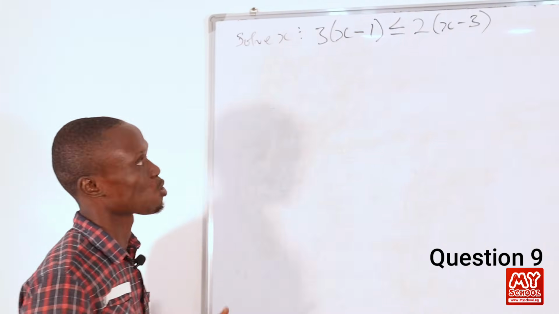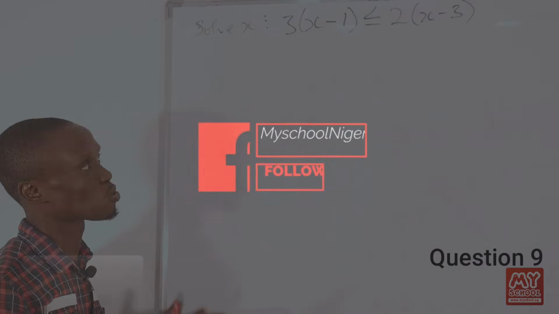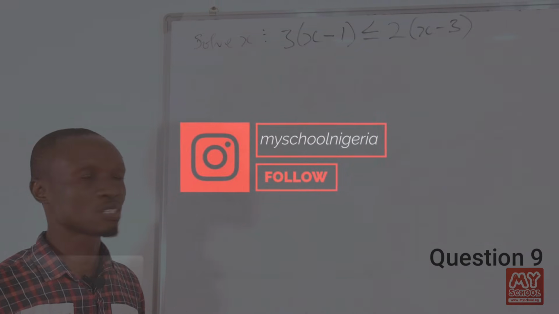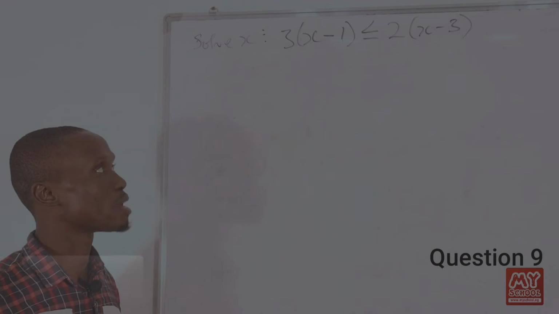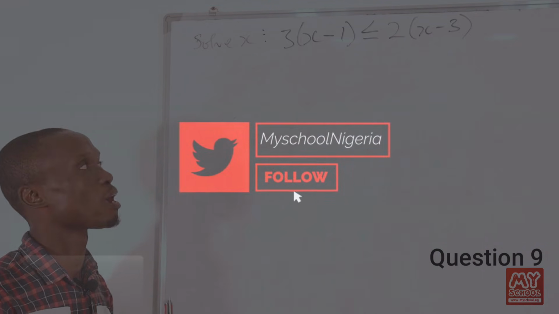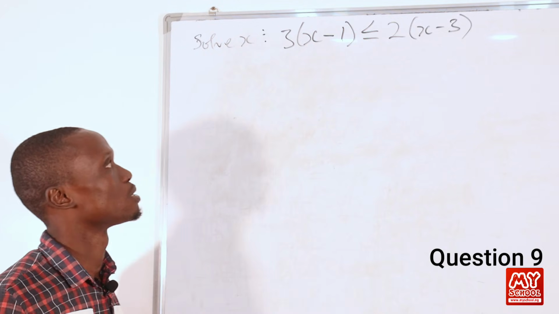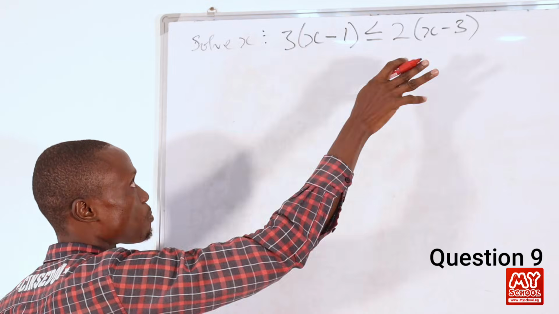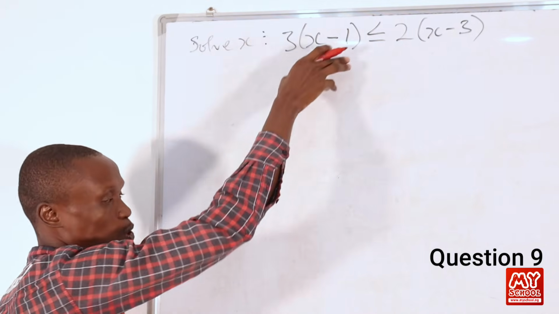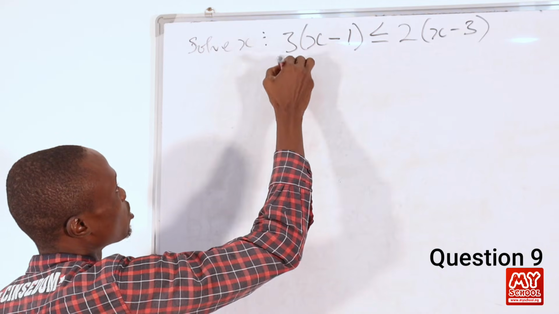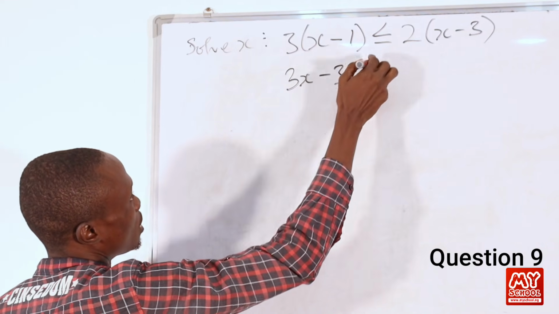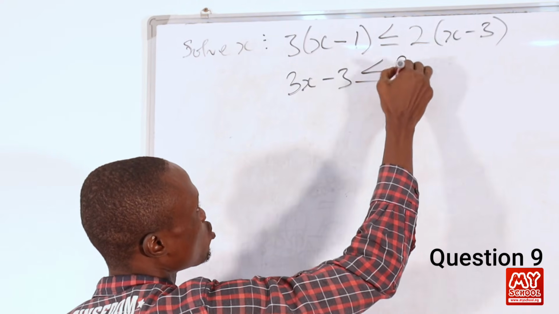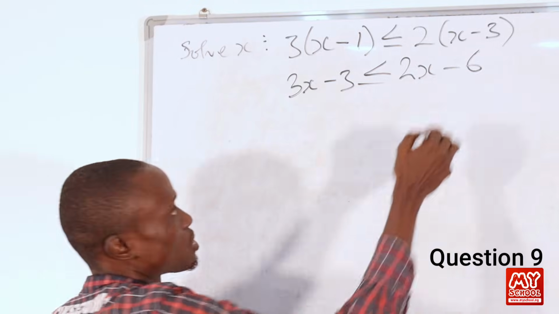Okay, so we are asked to solve for x. Of course, whenever you are given such a question as this, first thing first is to open your bracket. And remember, the same way you treat equal to is how you treat inequality. So we are basically going to do the same thing as if we are solving an equation. So we open the bracket. Use what you have outside to multiply everything you have inside. So this will give us 3x minus 3 is less than or equal to, of course, we open the second bracket, that will give us 2x minus 6.